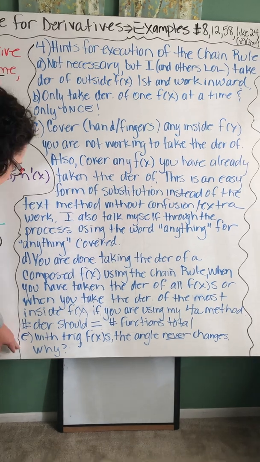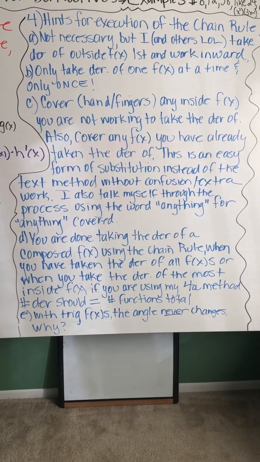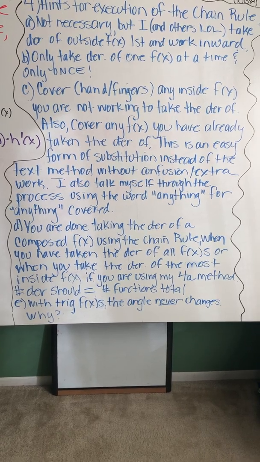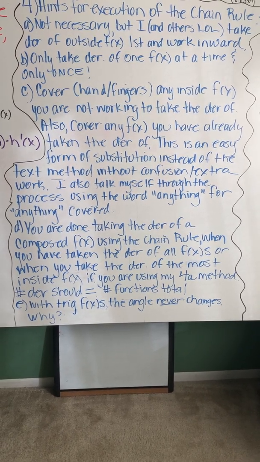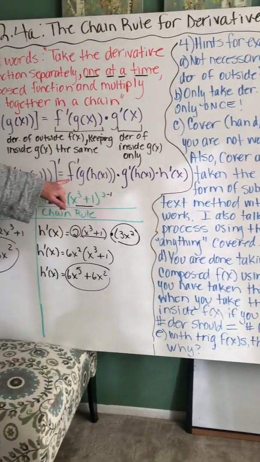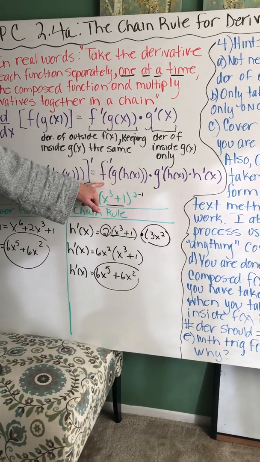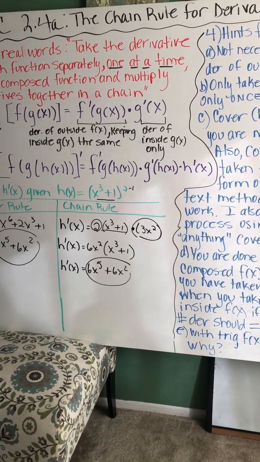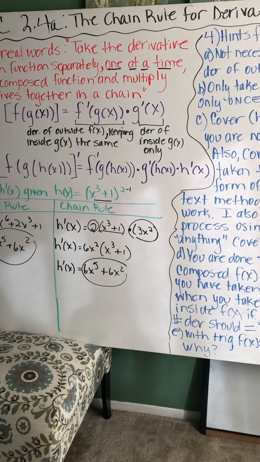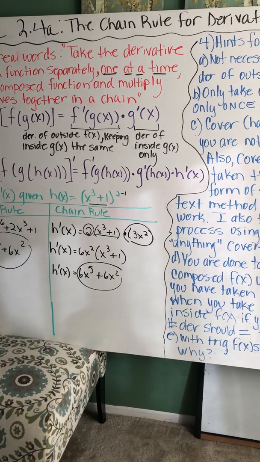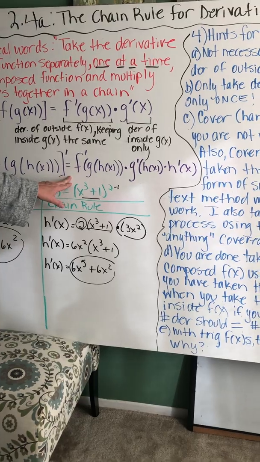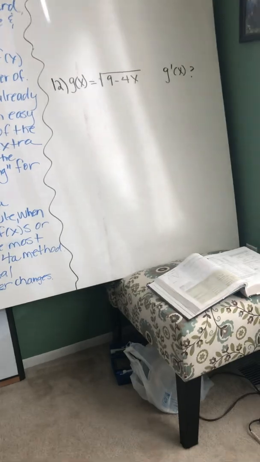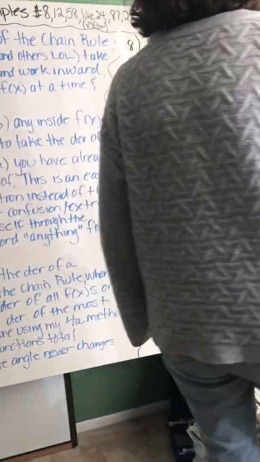Okay, E, last one. Just want to point out, when you're taking the derivative of trig functions using the chain rule, the angle will never change for good reason. Because if you are taking the derivative of a trig function, you only take one derivative at a time and the angle stays the same. At some point, you may take the derivative of the angle as the inside function, but it's being multiplied by the trig function. So what we just need to do is practice it. Here we go.